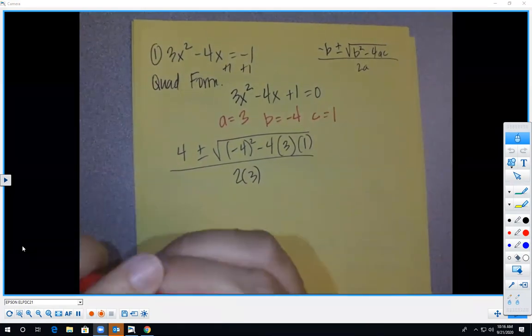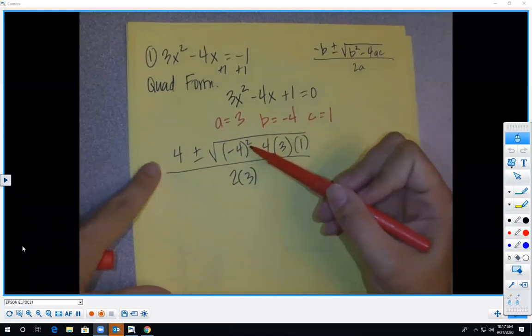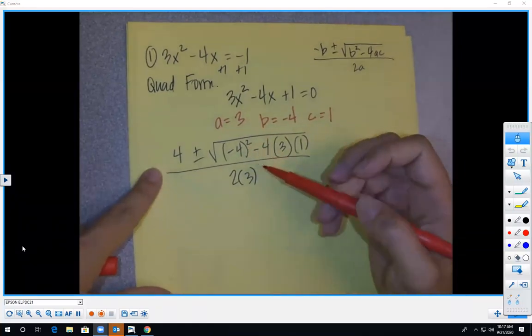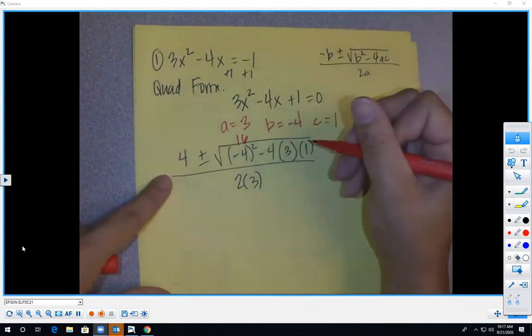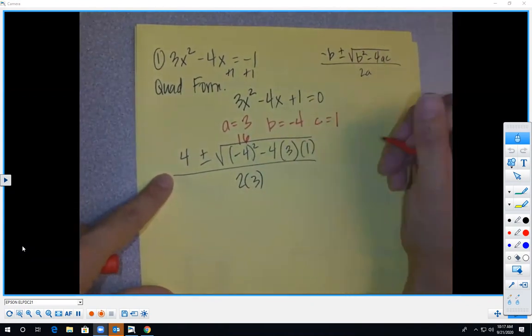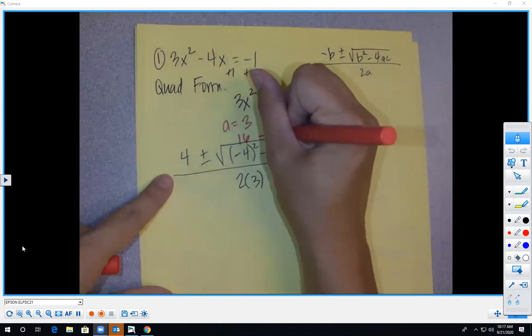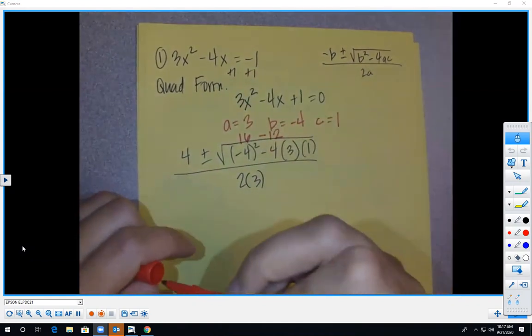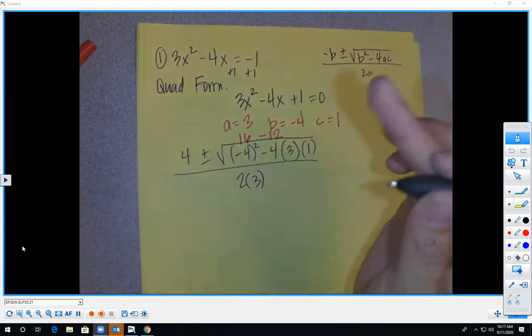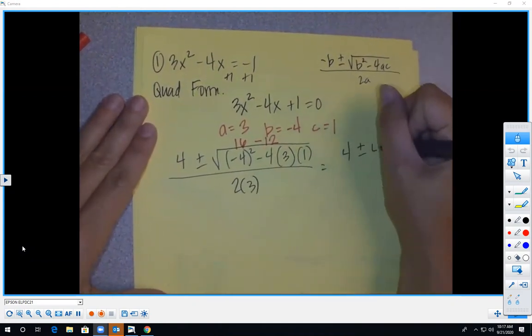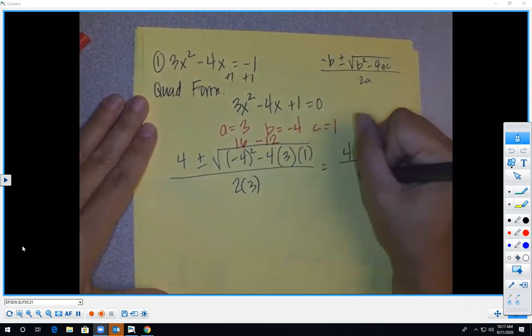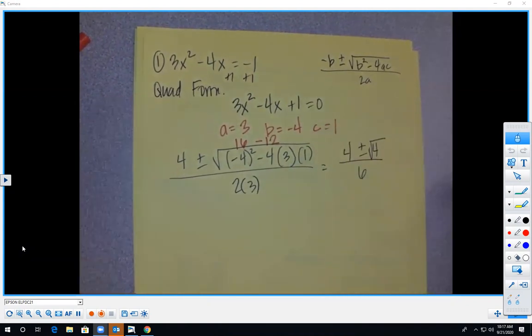You work out the inside of the radical. -4 squared is always going to be a positive number. In this case, it is +16. -4 times 3 times 1 is -12, so it's going to be 16 minus 12. What is 16 minus 12? 4. So this problem becomes 4 plus or minus the square root of 4 divided by 6.